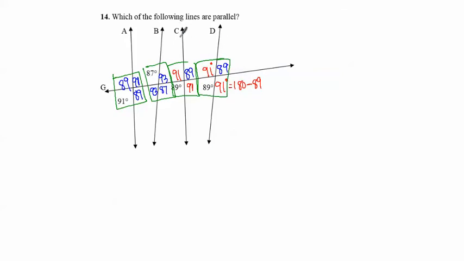Okay, so I'm looking at the intersections in line C and line D. They follow the same configuration: 91 and 89, 91, 89, 89, 91, 89, 91. So I can say that C is parallel to D. Some people might be confused because they look at this intersection and they see the 89 and the 91, which are the same numbers on this intersection, but they're not following the same configuration. The 91 on the top should have been on the left and the 89 on the right. And they're not. They're mirror images of each other. So A and D are not parallel. Only C and D are parallel.